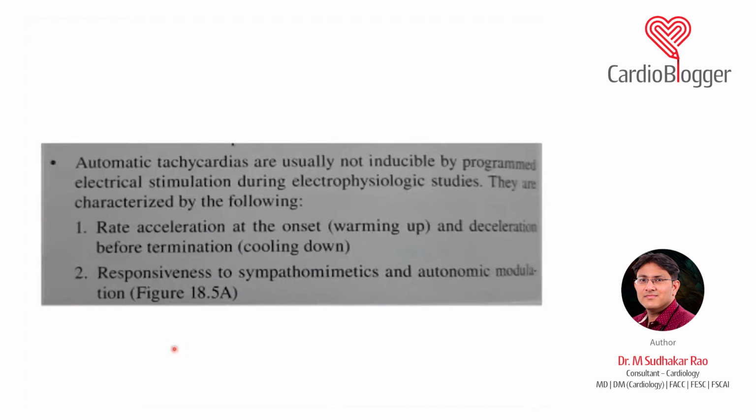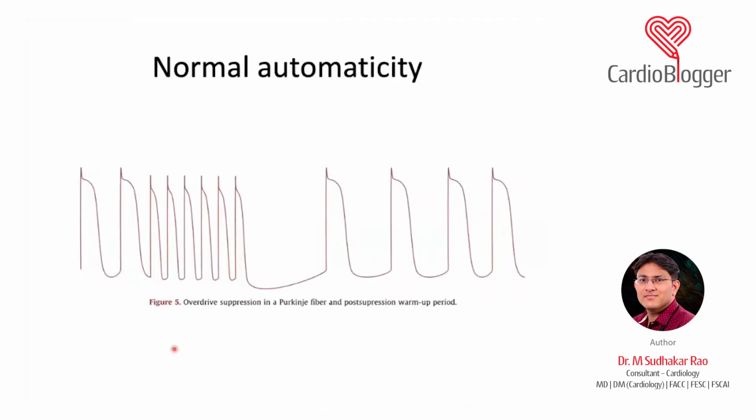Second, it responds to sympathomimetics and autonomic modulation. That is what I just told you. The sympathetic nervous system increases it and the parasympathetic nervous system decreases it. So this is the normal automaticity. Now one important thing about normal automaticity is something known as overdrive suppression.